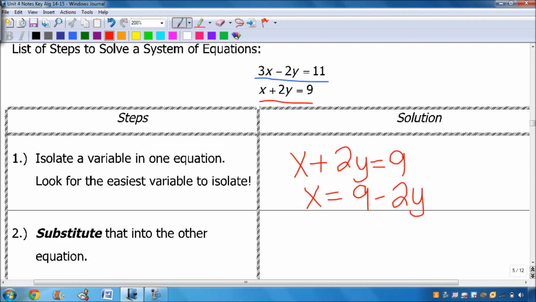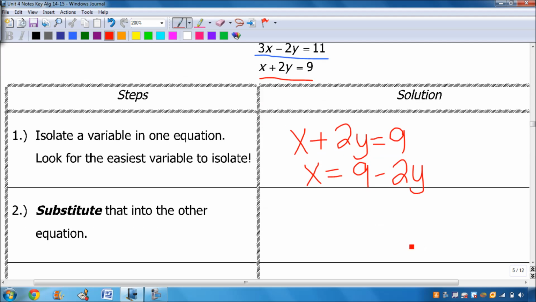Okay? Now, the reason why this method is called substitution is because you are going to substitute that into the other equation. So make sure that when you take this and you plug it into the other equation, not the one you isolated the x in, because if you plug it back into the one that you isolated x in, you'll end up getting 0 equals 0, which really isn't very helpful to you, okay? So let's go ahead and plug it in.